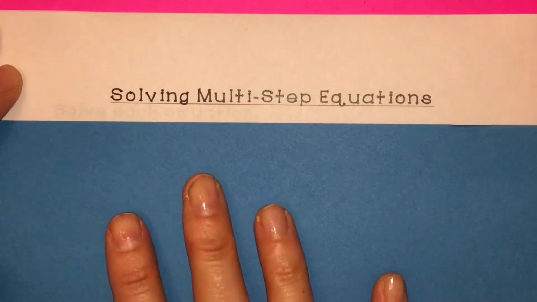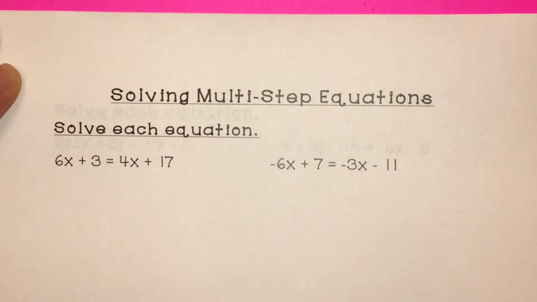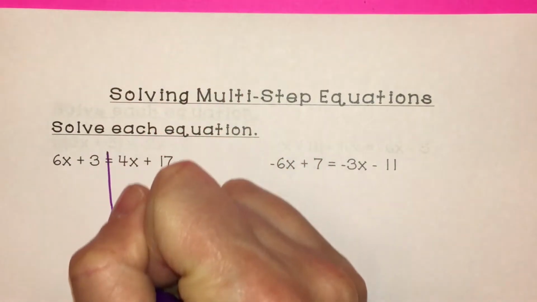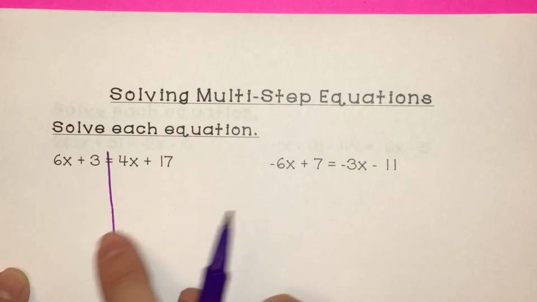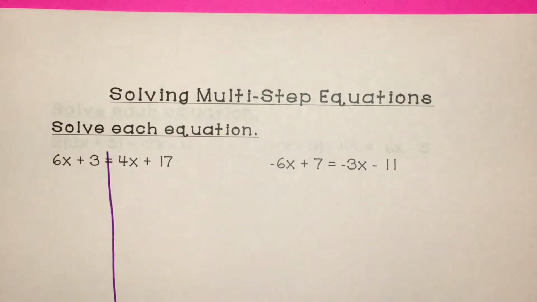All right, we're going to solve multi-step equations. So our goal is still to get the variable on one side of the equal sign all by itself. And in this case, we have variables on both sides. So we're going to start by moving them to the same side of the equal sign. Okay, you still do the opposite operation to both sides to keep our equation balanced.